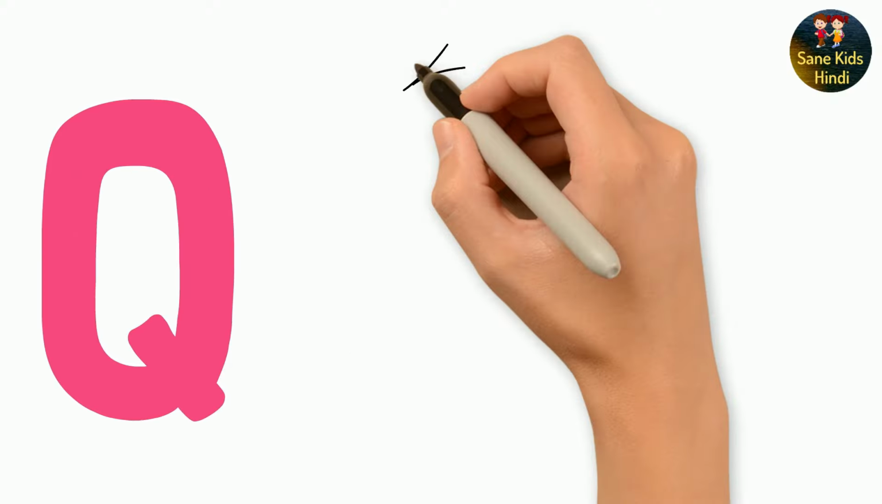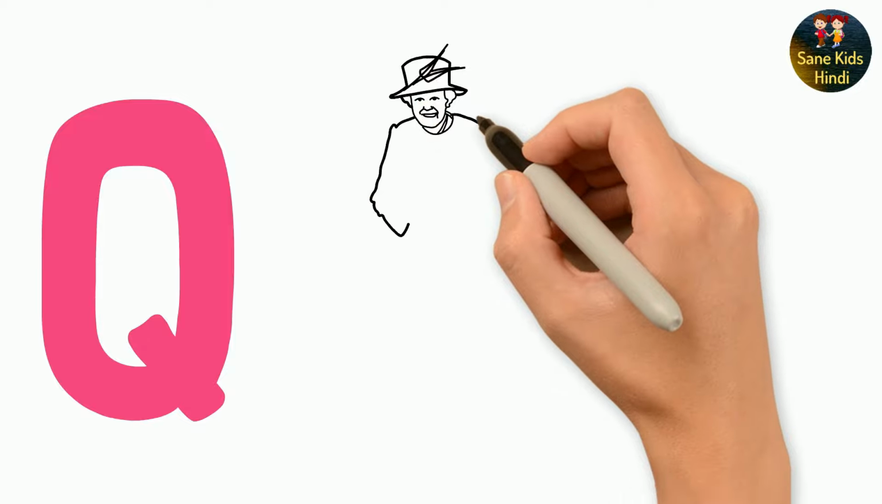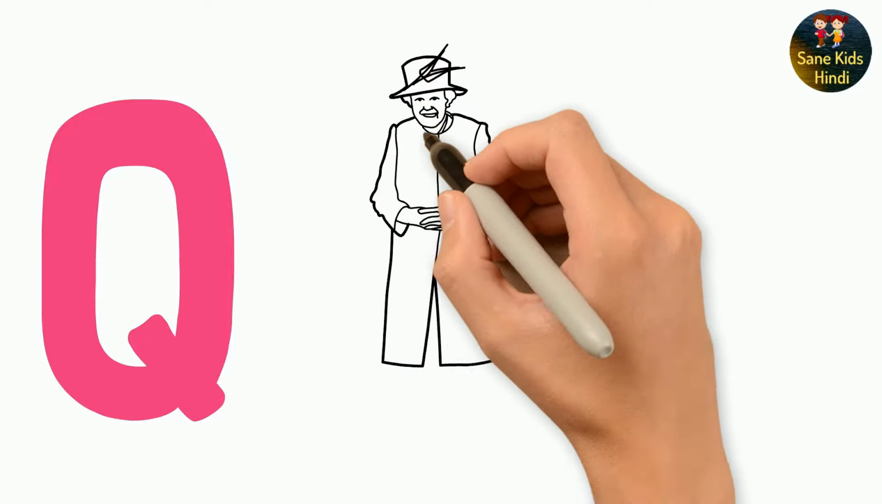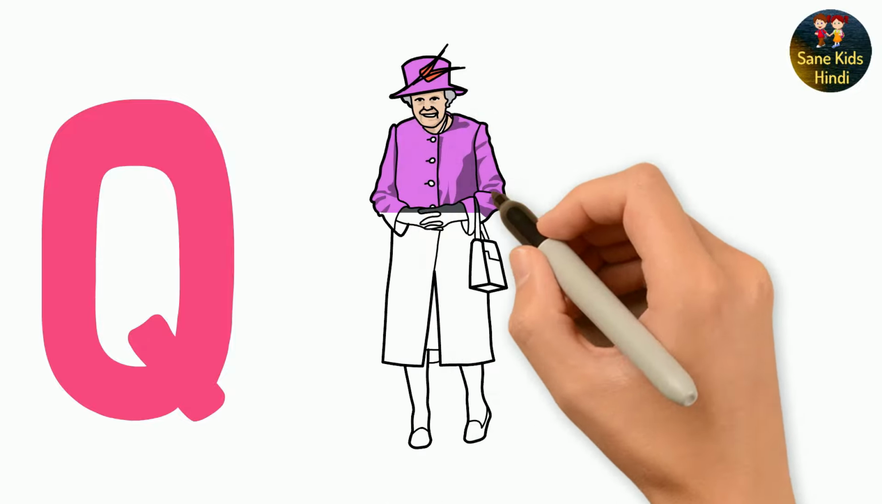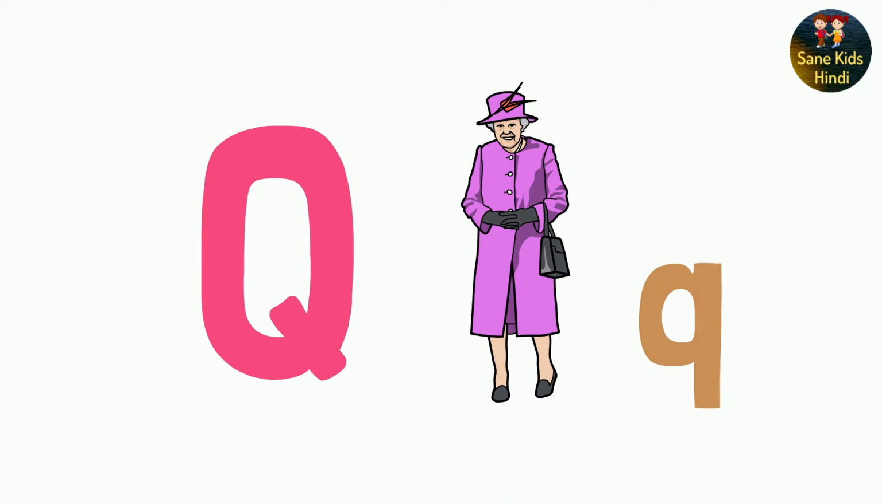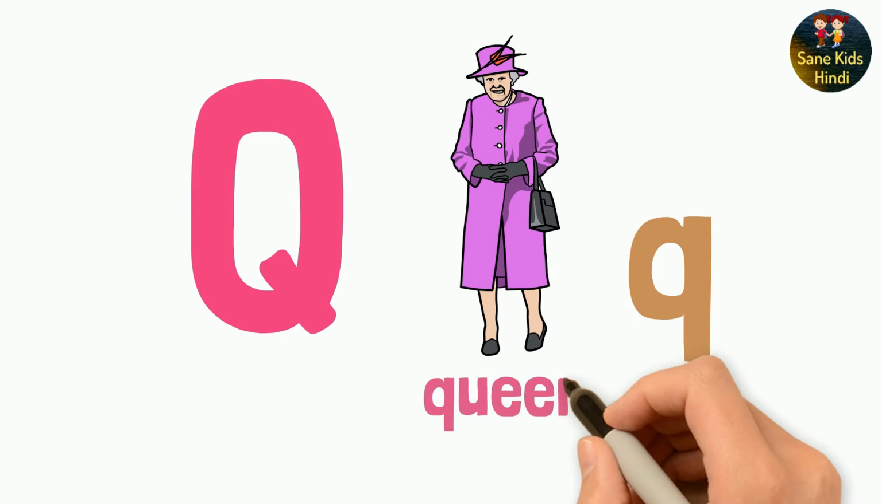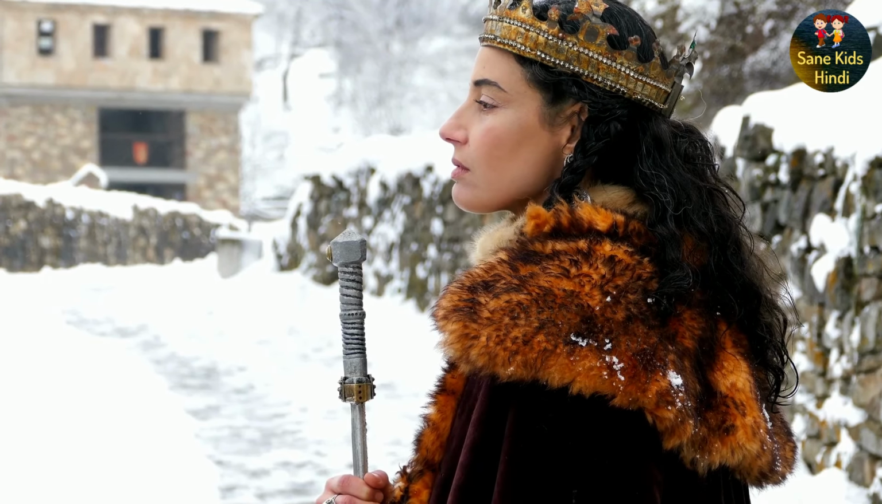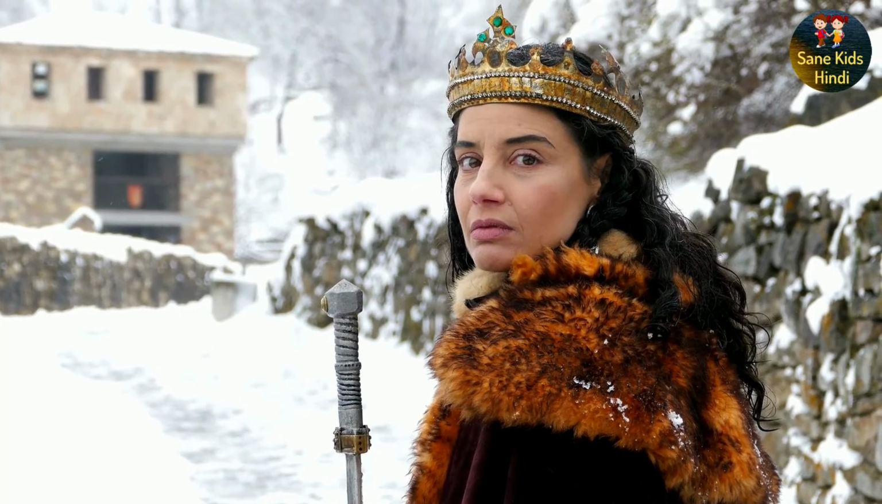Q. Q for queen. A, B, C, D, E, F, G, H, I, J, K. Q for queen. T, U, V, W, X. Say with me, queen.